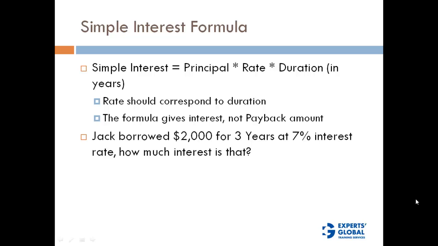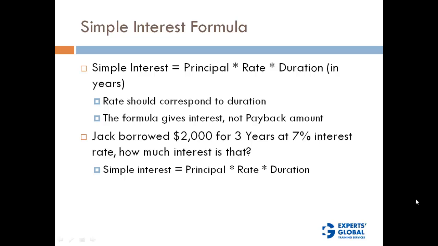Now we'll see that 7% is the annual rate and we are quoting duration in years. So we don't have to worry about balancing the rate and duration. They have to be corresponding to the same period. So this is a very straightforward case.